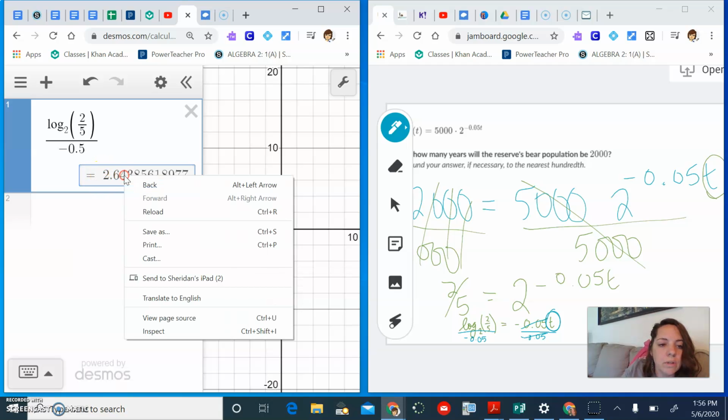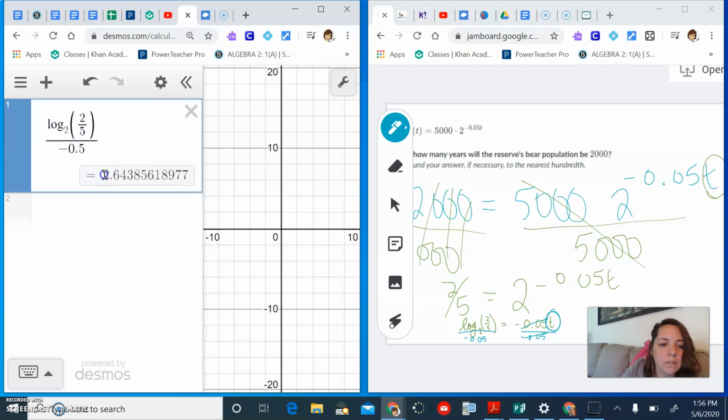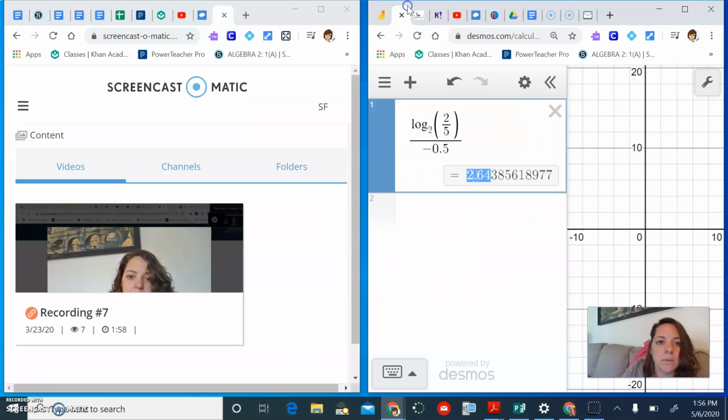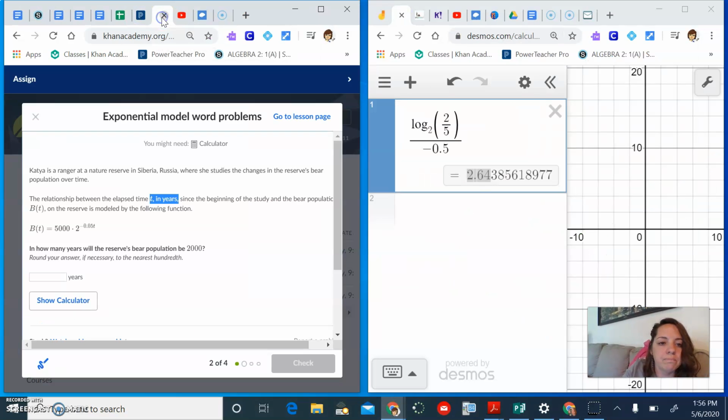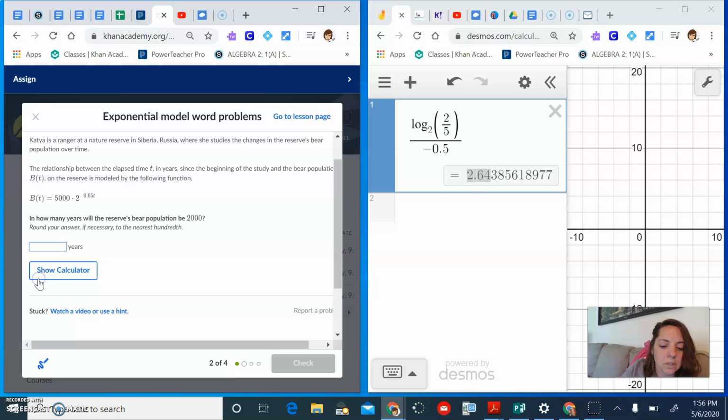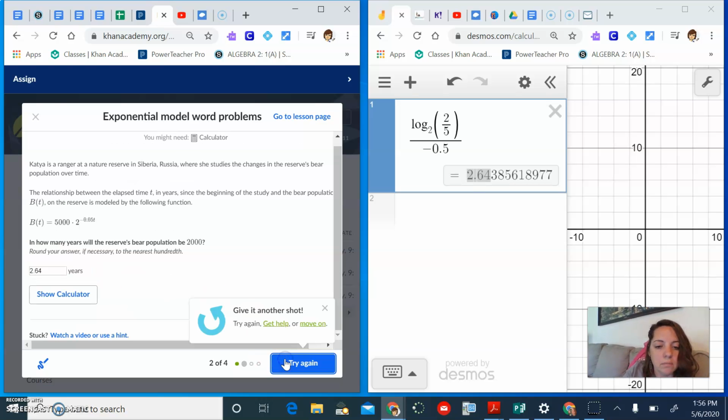So I have 2 and 64 hundredths. And that 3 means I'm not going to round up the 64. So 2.64 is my answer. 2.64. And let's double check it. Oh, I did something wrong. So let's see what happened.